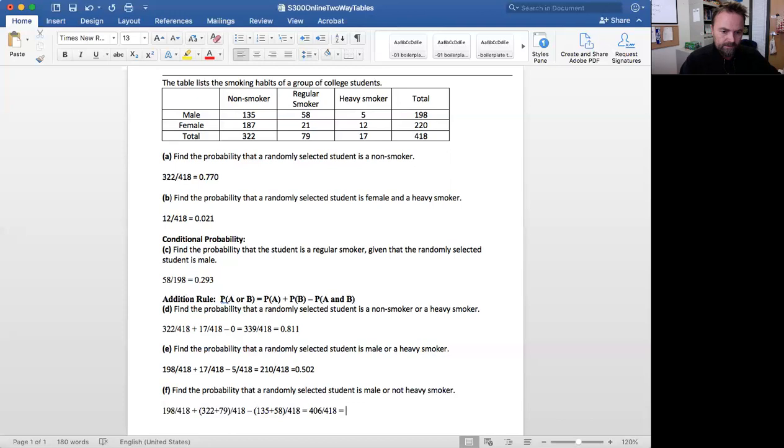And so it seems like it's mostly everybody. Mostly everybody is either male or not a heavy smoker here, right? 406 divided by 418, 0.971.